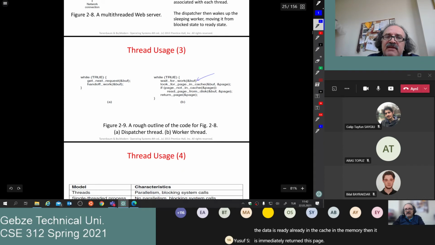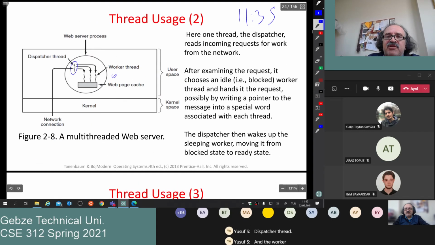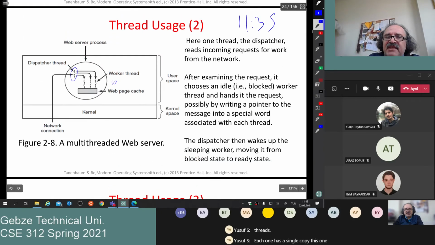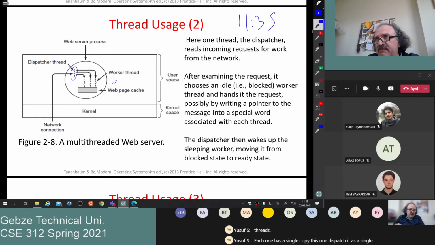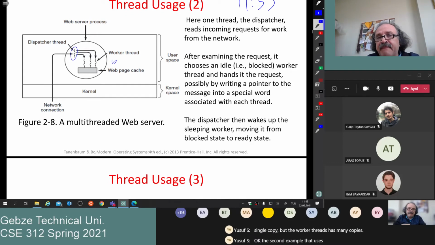So this time there are two special threads, the dispatcher thread and the worker threads, but previously I had three different threads. Each one has a single copy. The dispatcher has a single copy, but the worker threads have many copies. Okay, a second example that uses threads. Again, each thread is responsible for doing something, but each one knows that other threads are running and doing similar stuff. They are helping each other.